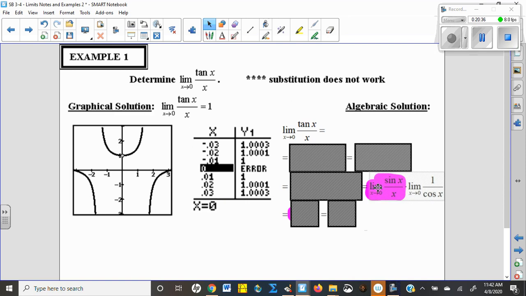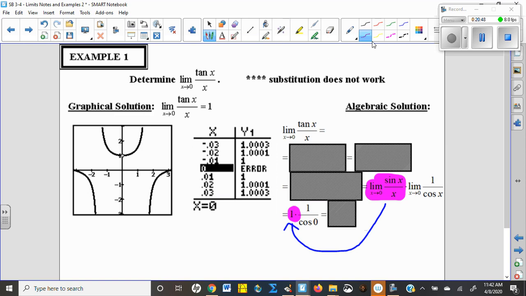I do want to point out one really common mistake, and it's in this section right here where I go from here to here. What I see way more often than I'd like to see is people who write this right here as the limit as x goes to 0 of 1. So they're basically turning the sine of x over x into a 1, and that's never true. Sine of x over x is never equal to 1.